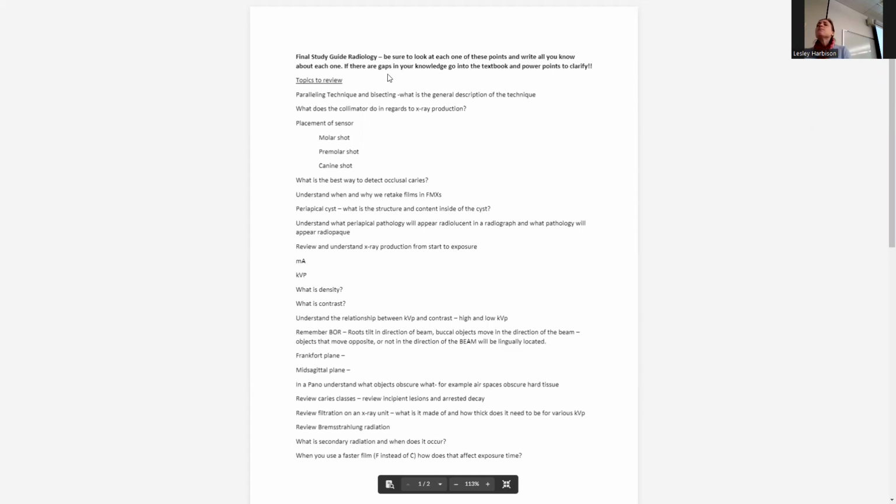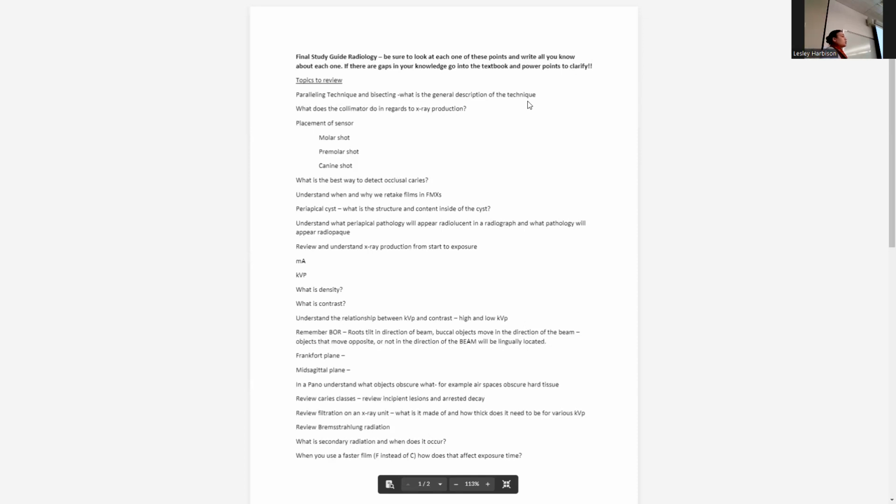Sometimes we memorize stuff in a very small way, but then if the question is reversed or applied slightly differently, we don't know how to answer anymore. So you want to be able to explain things thoroughly. Go through that exercise again where you explain to a friend what happens with the electrons and how they move from one part to another, and what secondary radiation or scatter is. Just answering a multiple choice where you recognize the answer is great and hopefully will get you far, but if you know the process, then even if something is asked differently or reversed from how you remember it on a previous exam, you'll still answer correctly and not get thrown off. So, paralleling technique and bisecting: what is the general description of those techniques?